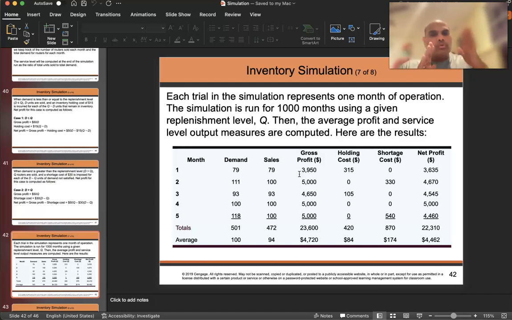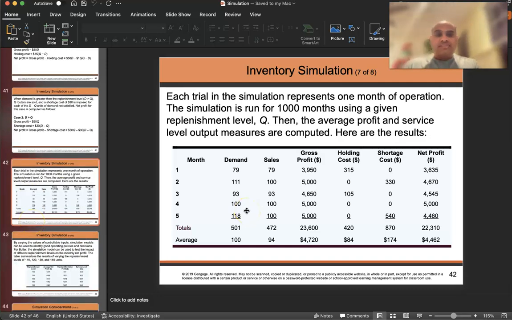Instead of saying gross profit, holding cost, shortage cost, you can say revenue, then purchase cost, then holding cost, then shortage cost. And then you can calculate net profit out of that. It'll end up being the same number. It's not going to be that different. Right? Okay, so let's actually do this. Now, one last thing before you go ahead.